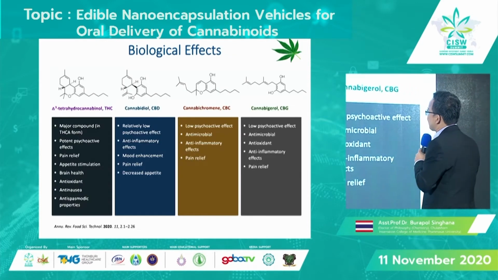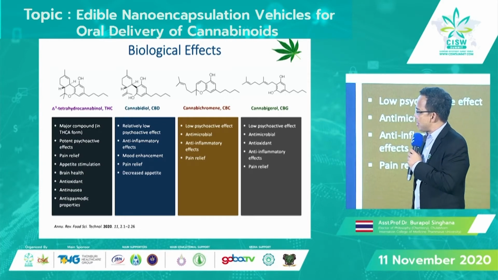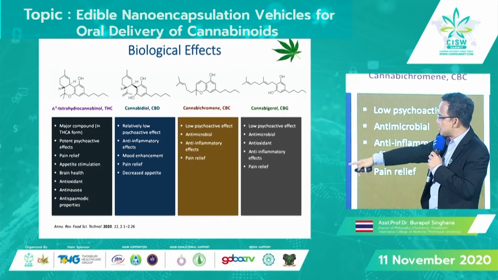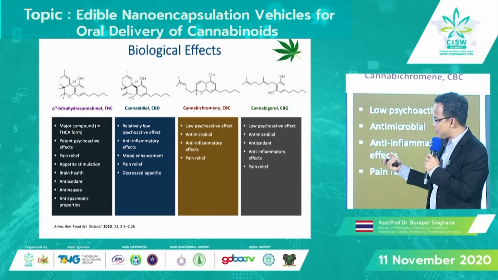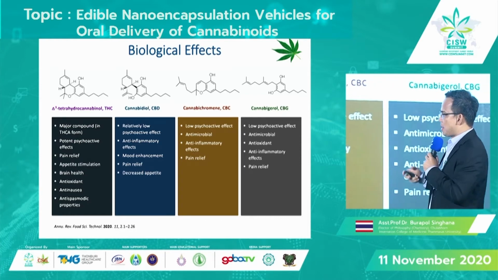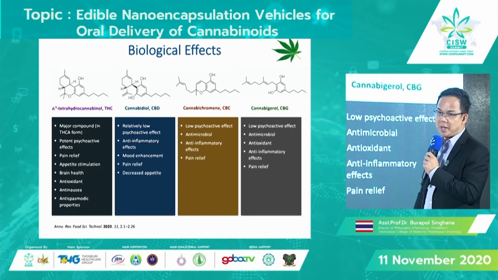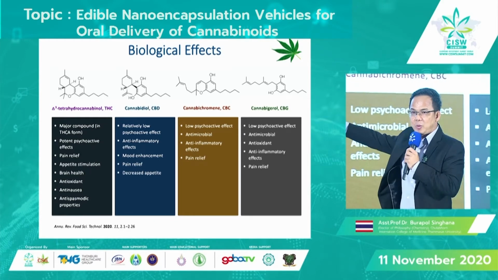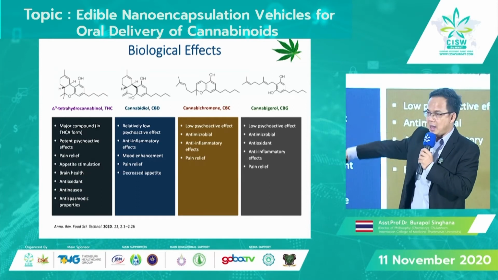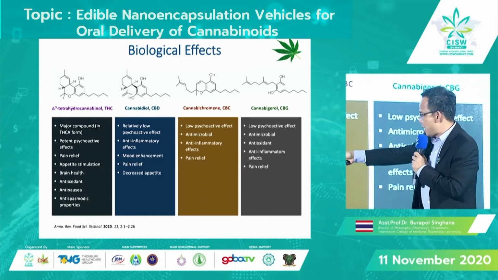So I want to give you a little bit about biological effect. For example, THC: when you heat THCA, you get THC, which shows a potent psychoactive effect. You're going to feel high. It shows pain relief, appetite stimulation, brain health, antioxidant, anti-nausea, and anti-spasmodic properties. They use this when the patient gets chemo, to decrease pain or nausea.